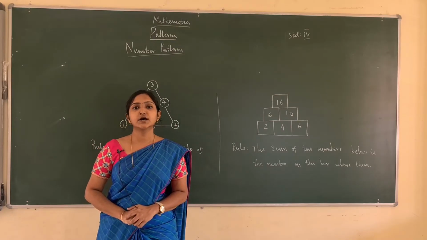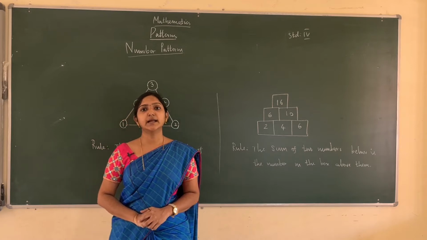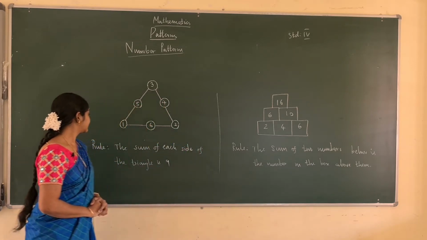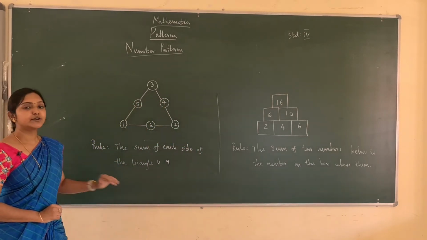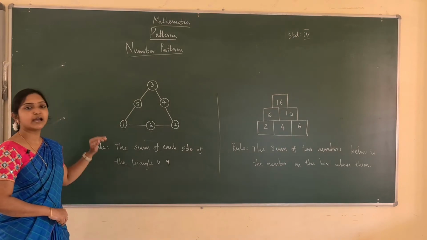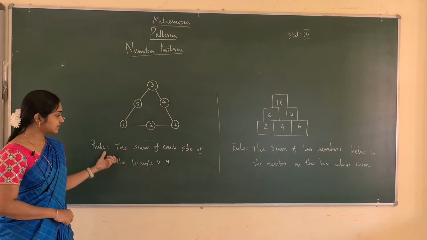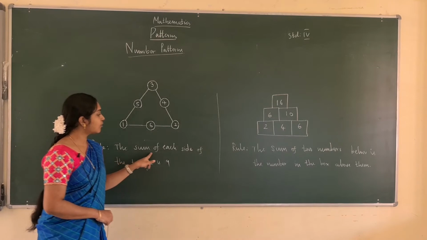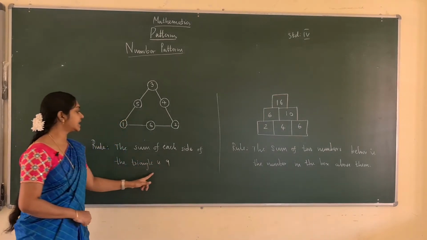Good morning students. Today we are going to learn about number patterns. See here, a rule will be given. With that rule we have to fill the numbers. The rule given here is the sum of each side of the triangle is 9.